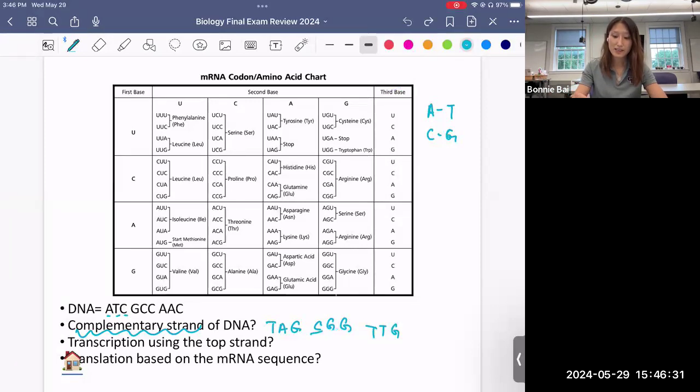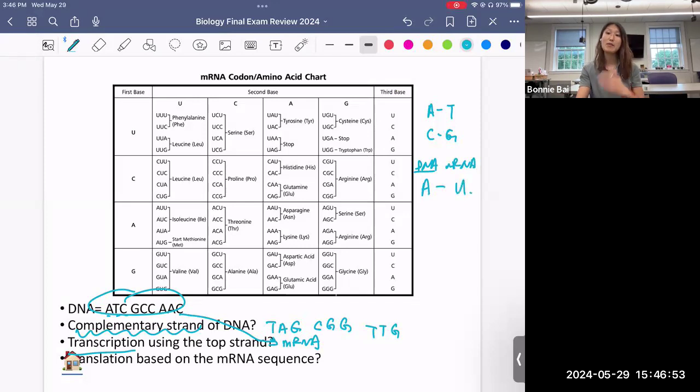And then moving on, let's take a look at transcription. So transcription, it says using the top strand, meaning we're using this particular strand, okay? So we're taking this strand and we're trying to make an mRNA out of this. How do you make an mRNA? When you have an A in the DNA, what it pairs with in the mRNA is a U, because mRNA doesn't have T, right? There is no T in RNA. When there is a T in DNA, you can pair it with the A. We do have an A. In the mRNA, C pairs with G and G pairs with C. Okay, so that is our pairing.